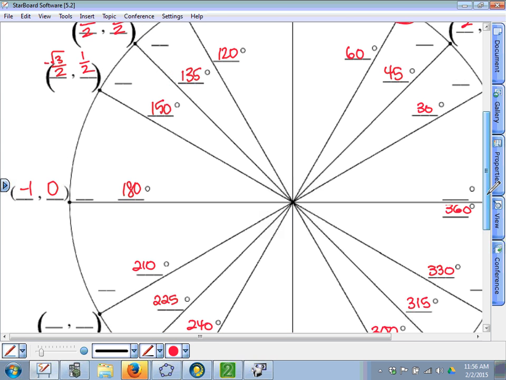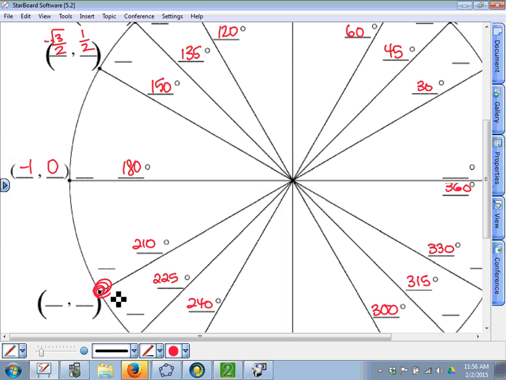Now, what about this one right here that I'm circling? They're both negative. X is negative because you're going to the left. Y is negative because you're going down. But you have to be careful which one you're reflecting. This point right here is a reflection of this point right here, isn't it? So this point right here is a reflection of this point. So it's going to be negative square root of 3 over 2, comma, negative 1/2.